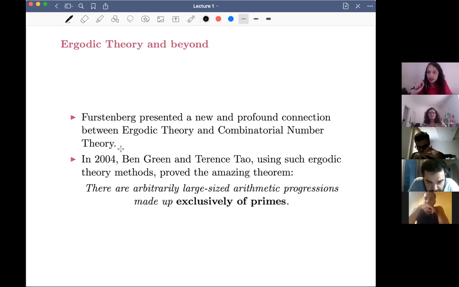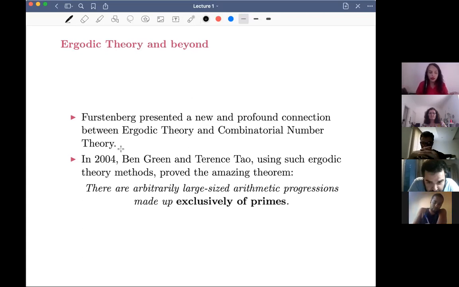So this was, until 2004, an open problem. We didn't know if we could build arithmetic progressions. If you're thinking, what is an arithmetic progression? It is the progression that you learn at school, not college, at school. So what they proved is that you can do arithmetic progressions made only with prime numbers, and the size of the arithmetic progression is arbitrary. You can choose it as big as you want.